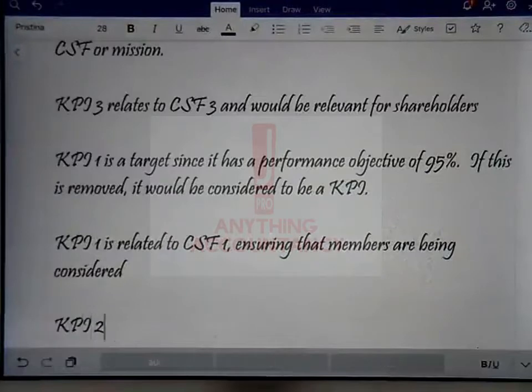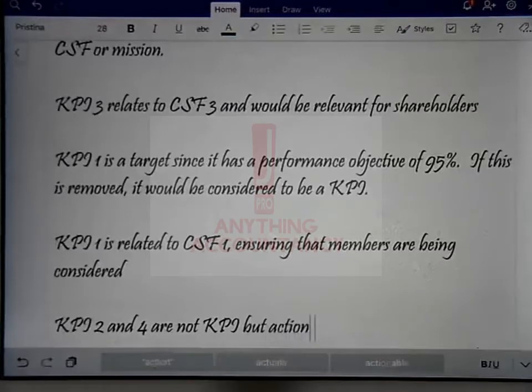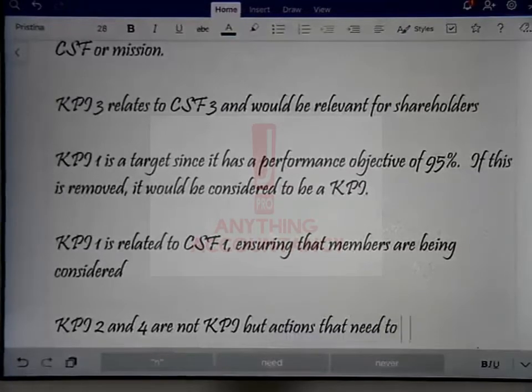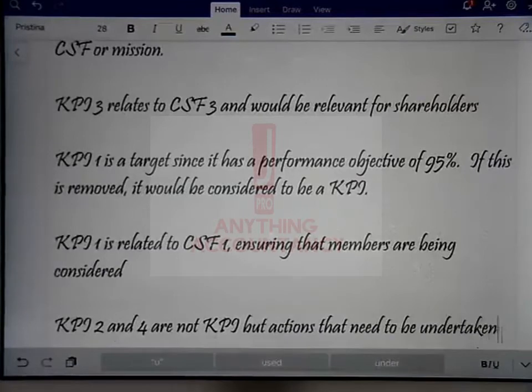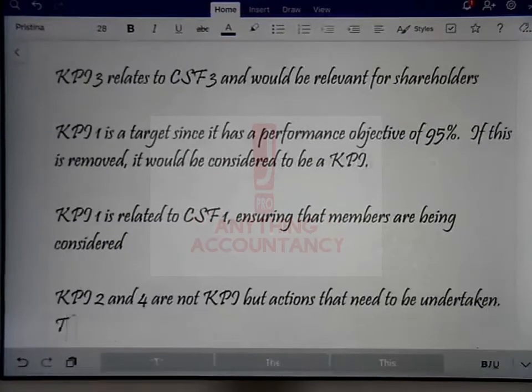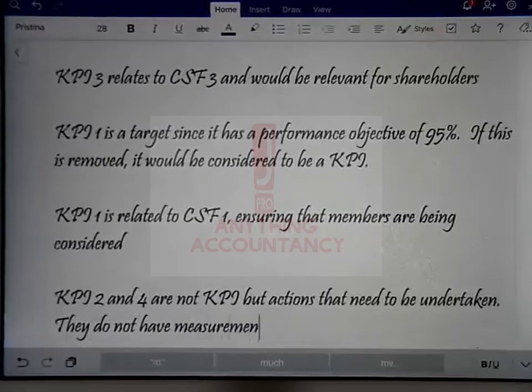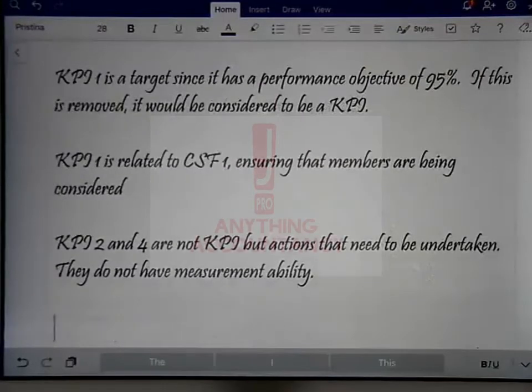KPI 2 and 4 are not KPIs, but actions that need to be undertaken. They do not have measurement. Does that make sense?